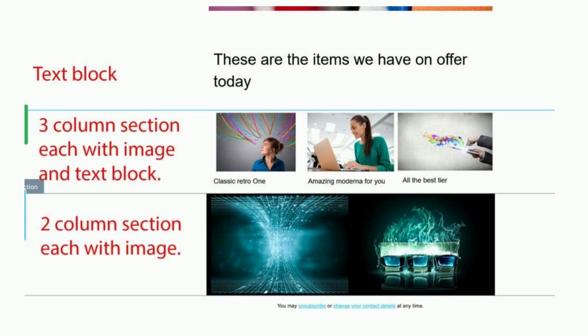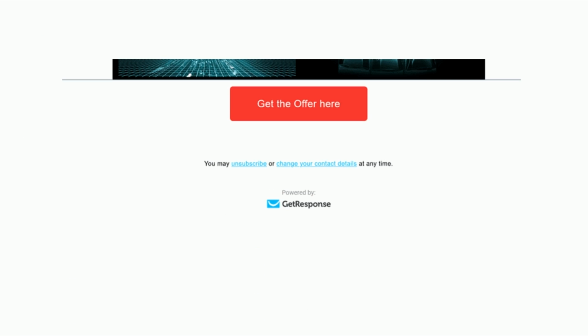Add a button. Finally, let's add a button. Drag the button element where you'd like to add a clickable button. If the button will not position itself where you want it, perhaps you should add a section, then add the button inside the section. To add a link and change the button text, click on it.